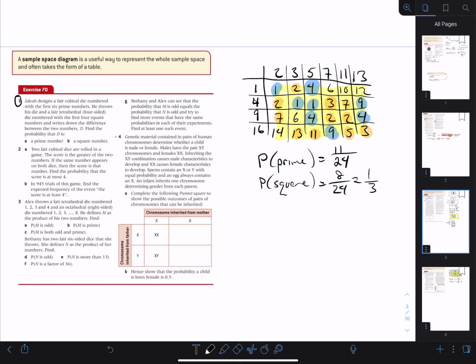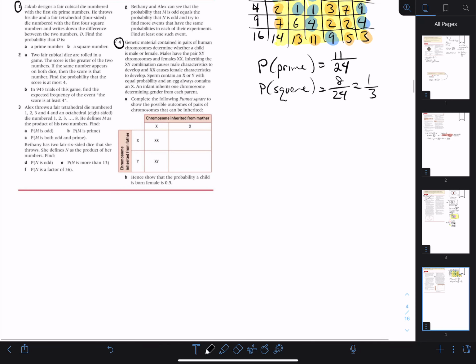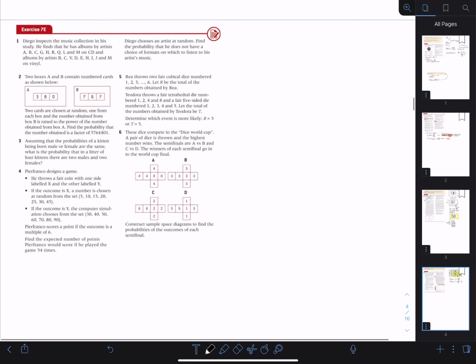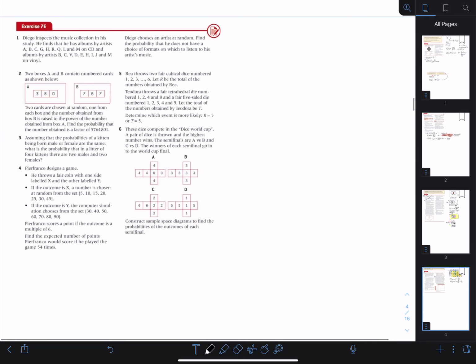I'm not going to do it, but this one looks interesting because it's a genetic material and it's got a little chromosome puzzle there. That'd be a neat one to do. I think these are more of the same, and I'm just not that into it. You can play with it. That's fine with me.